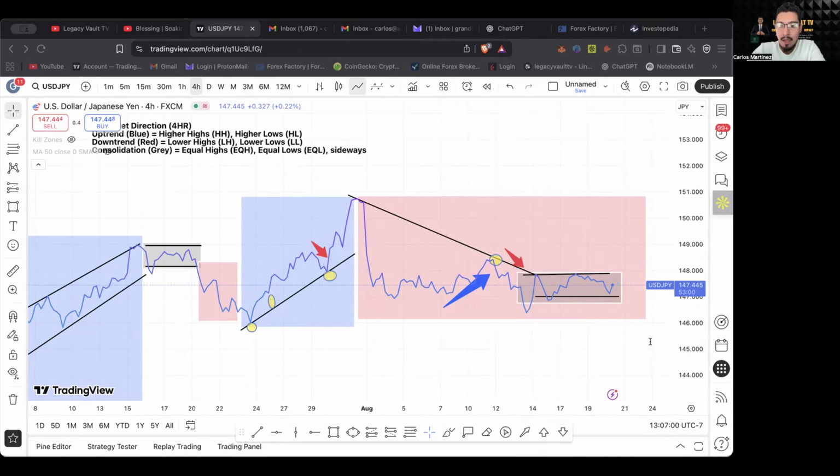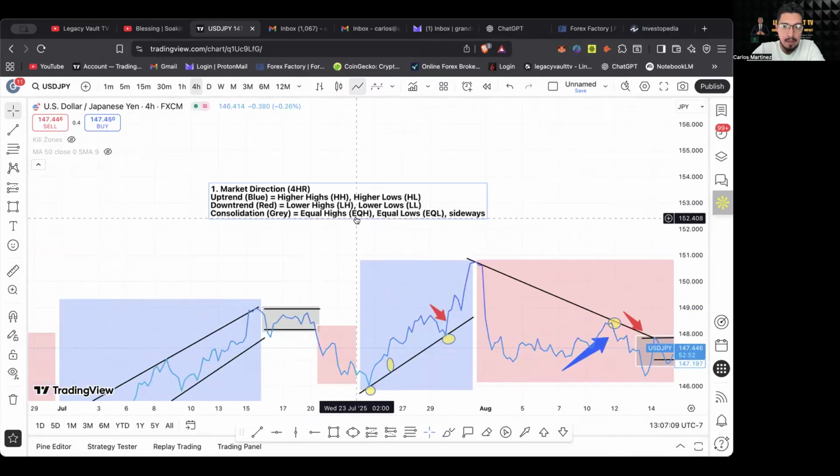So, in short, higher highs plus higher lows, just like I note here, higher highs and higher lows equals uptrend, lower highs, lower lows equals downtrend, and equal lows and equal highs equals consolidation phase.